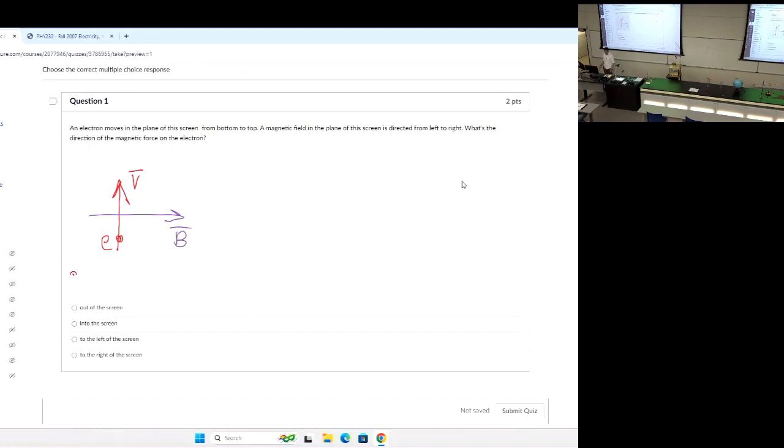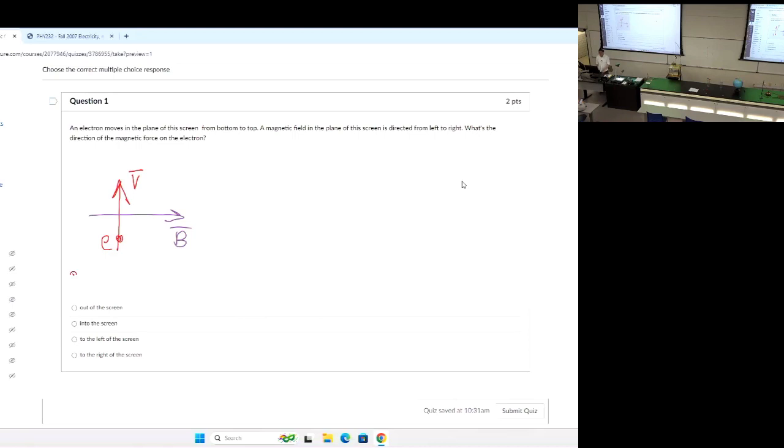In this particular question, you're told that we've got an electron, so a negatively charged particle. That electron is moving vertically upwards. That's the red arrow on the little sketch here. There is a magnetic field that is from the left to the right. That's the magenta or the maroon. And we've got to figure out what is the direction of the force on the magnetic charged particle.